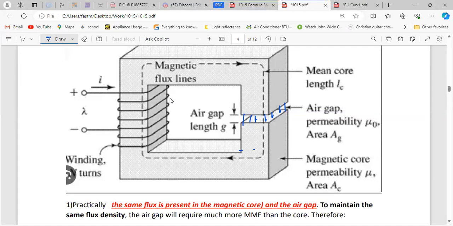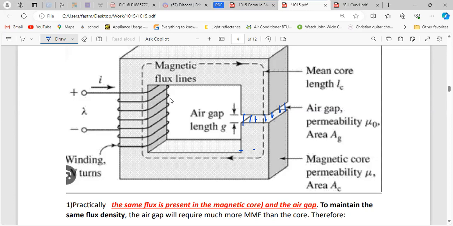You cannot use Ampere's circuital law in this circuit. Why? Because it's not a closed loop. You have a space, so you can't just use Ampere's circuital law over this. That's how an air gap is. Okay, air gap.